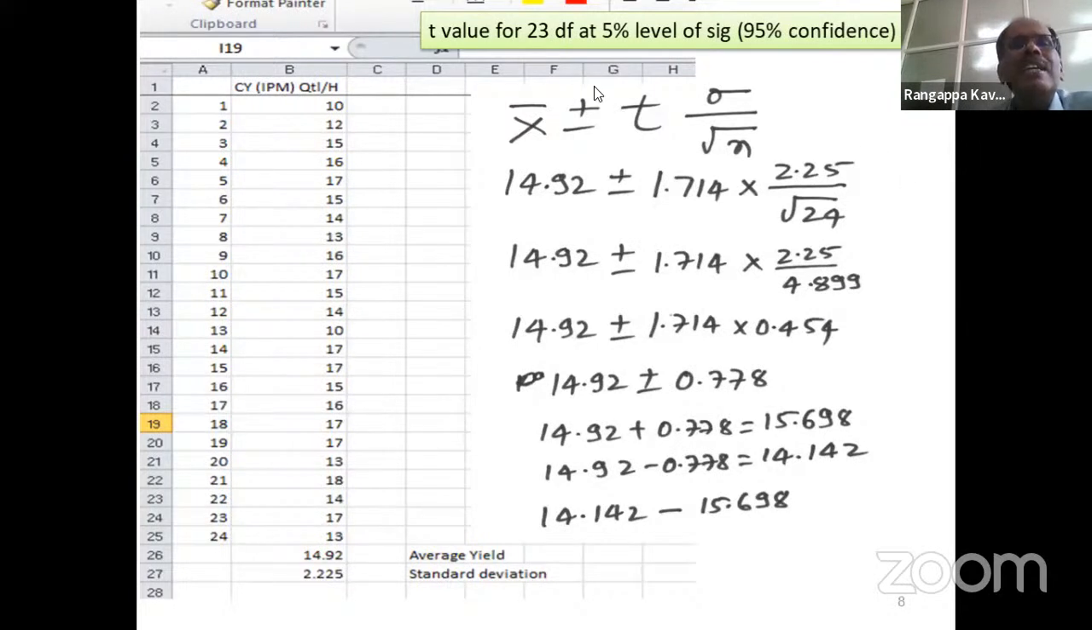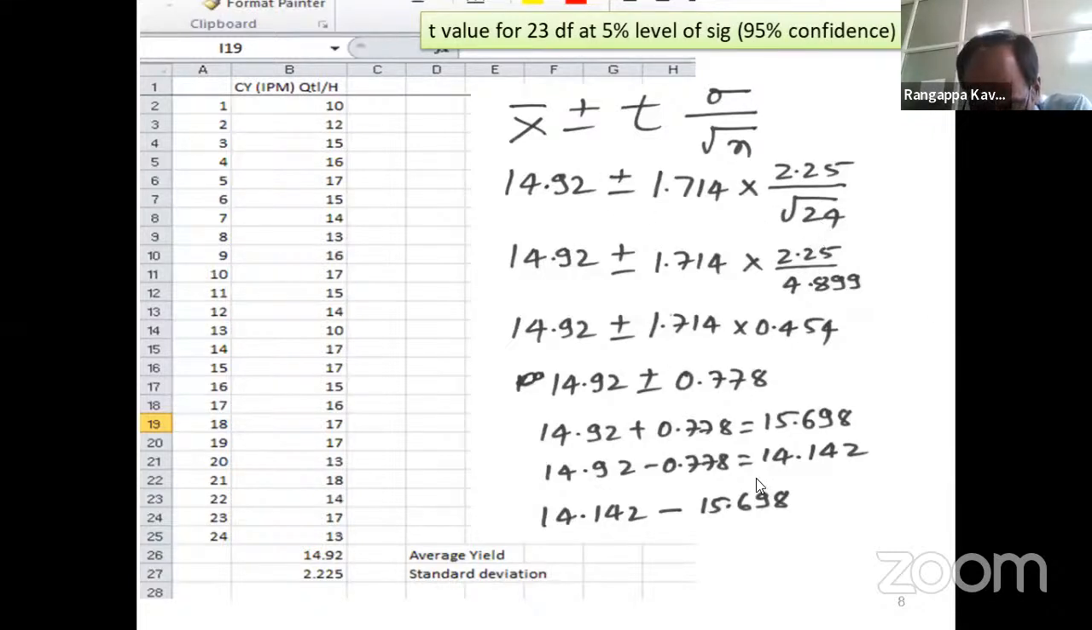This table value means the t value for 23 degrees of freedom. You see here the sample is 24, so n is 24, n minus 1 is 23. This 23 degrees of freedom for 5% level of significance, you can find in any statistics books. For 5% significance level for 23 degrees of freedom, the table value of t is 1.714. This is multiplied by sigma, the standard deviation, which is 2.25, and root 24, where 24 is the number of observations, the sample size.